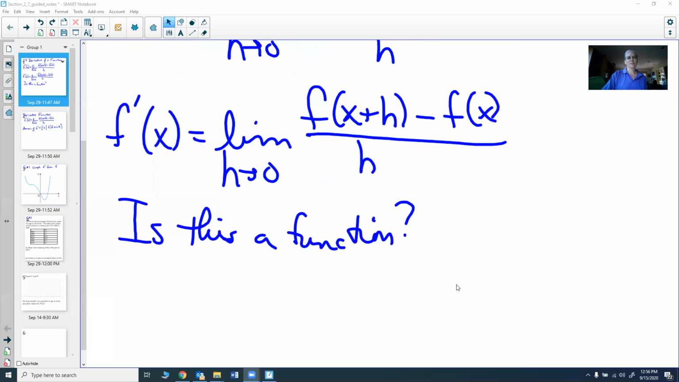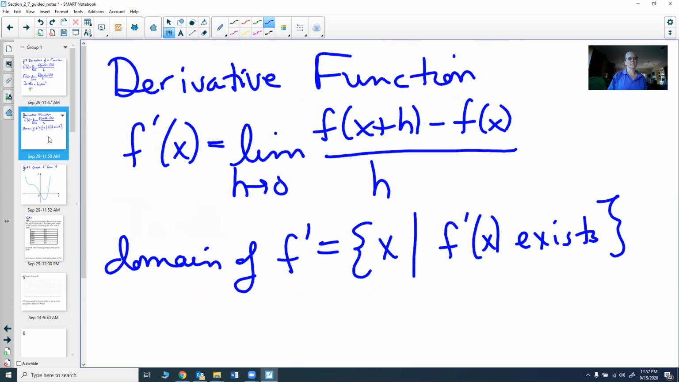Then the question is, is this a function? And the answer is, well, yes, because a function's definition is that for every input, there's only one output. For every x you put in here, you're only going to get one value out. So yes, it is a function. Therefore, all of our derivatives are also functions themselves.